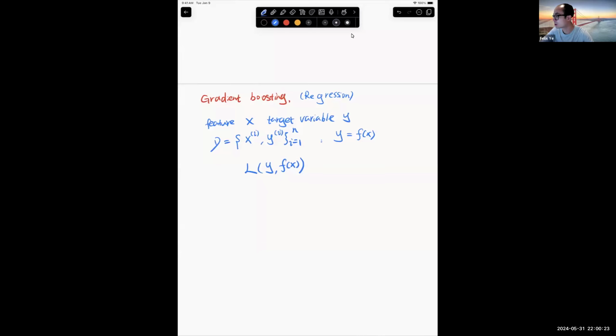So there are a bunch of different loss functions that you can choose. But the key is I want to find f(x) such that it minimizes my loss function. Right, so this is my f hat of x. So this is almost everything in machine learning.